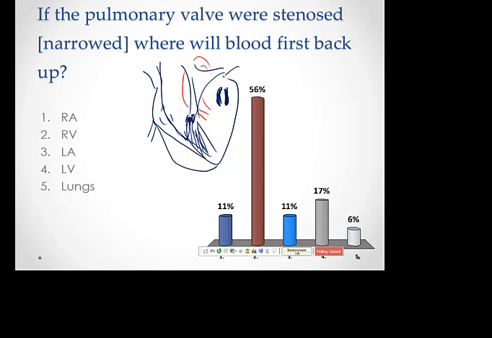Left atrium, yes, very good, because from left atrium it has to go into left ventricle. Since this is not functioning properly, it goes up there and then it'll go back up into the lungs. So you'll have what is called left ventricular failure, right? Then in the lungs, you'll be very congested. So it's really important to understand this plumbing system, okay?